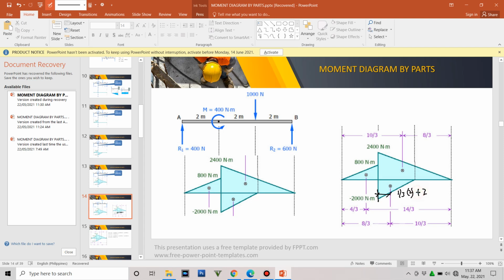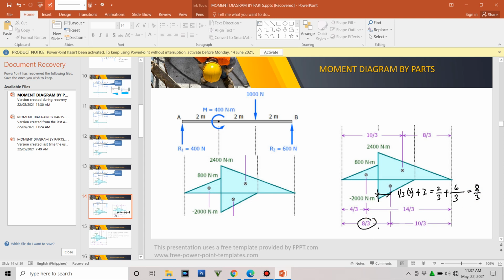Okay? That is equivalent to 2/3 plus 2. So we can have this one. 2/3 plus 2. So basically, this is 3 and that is 6. So meaning, 6 over 3 is equal to 2 also. So 6 plus 2 is equal to 8 all over 3. So ito yon. So 8/3.